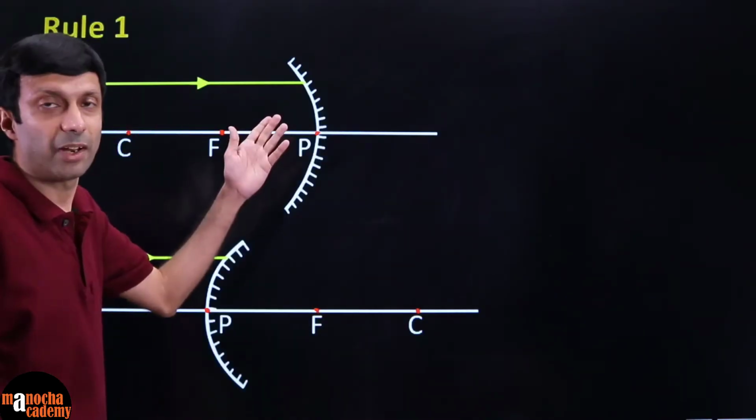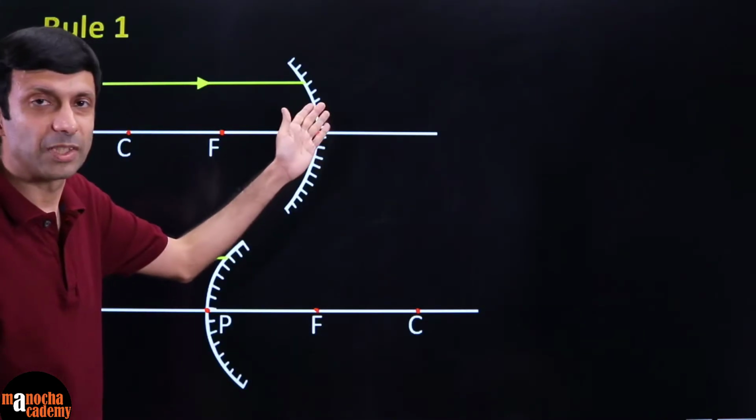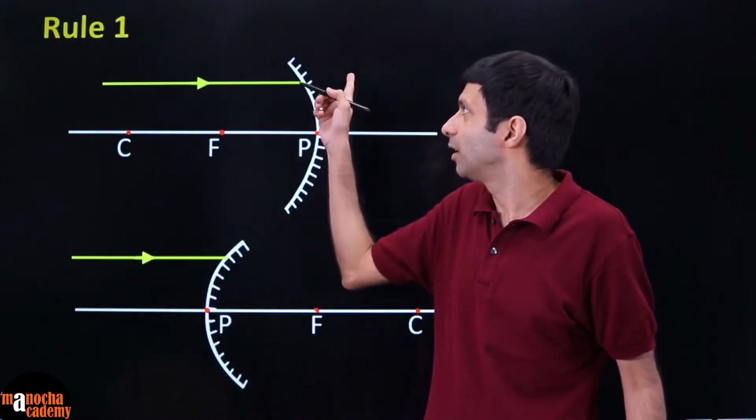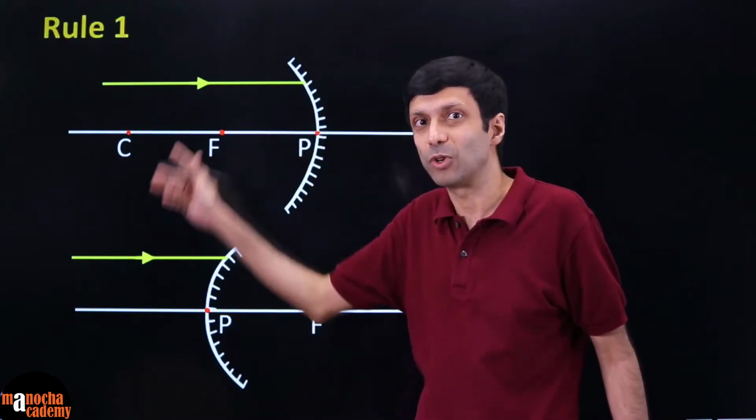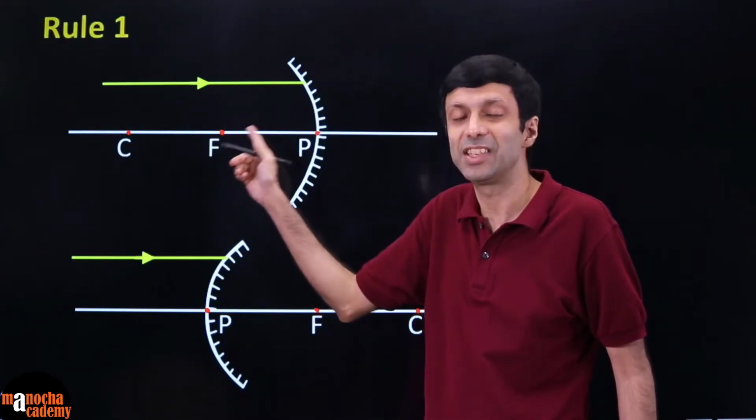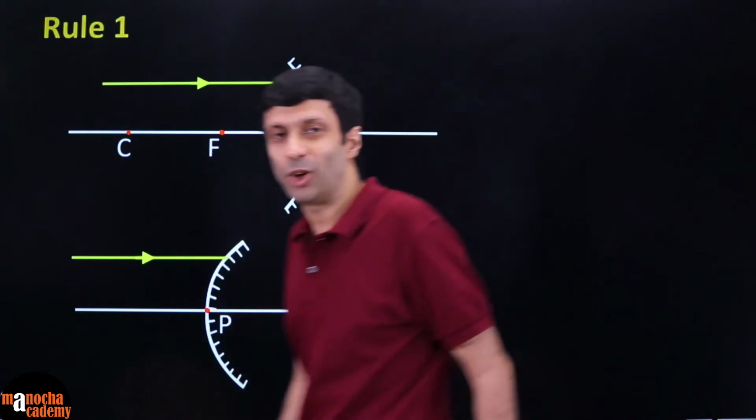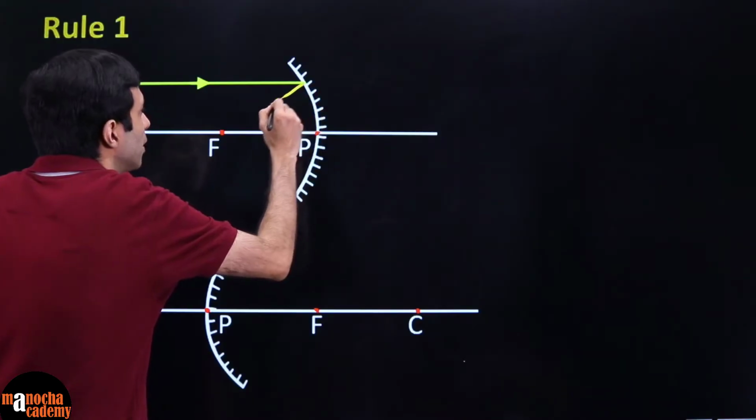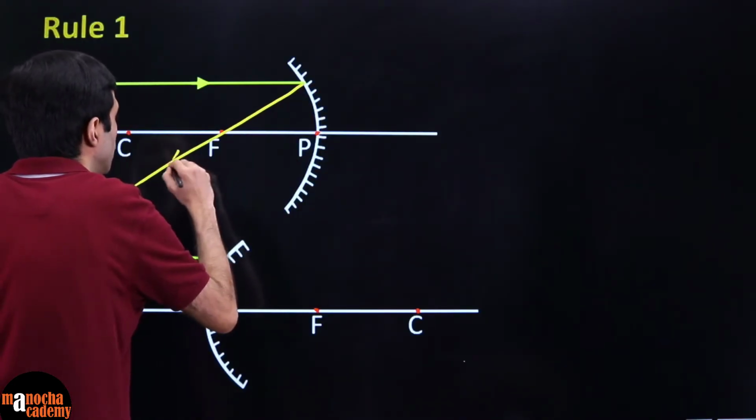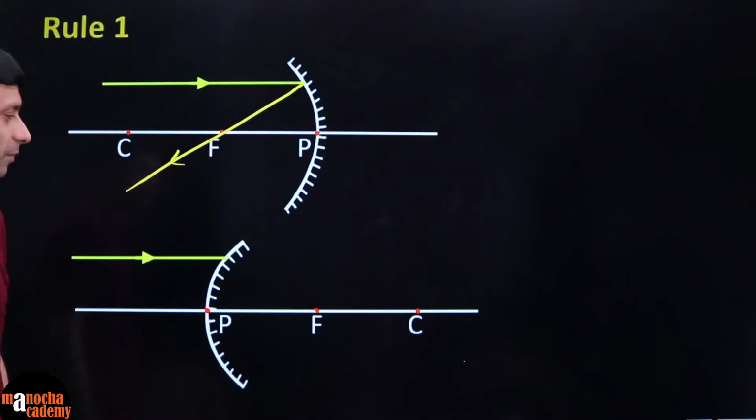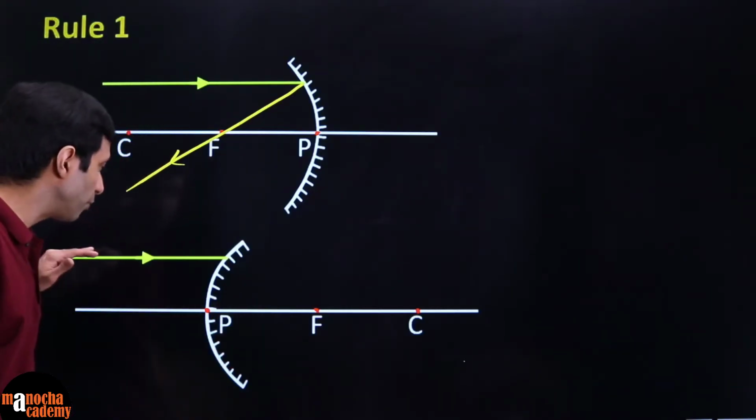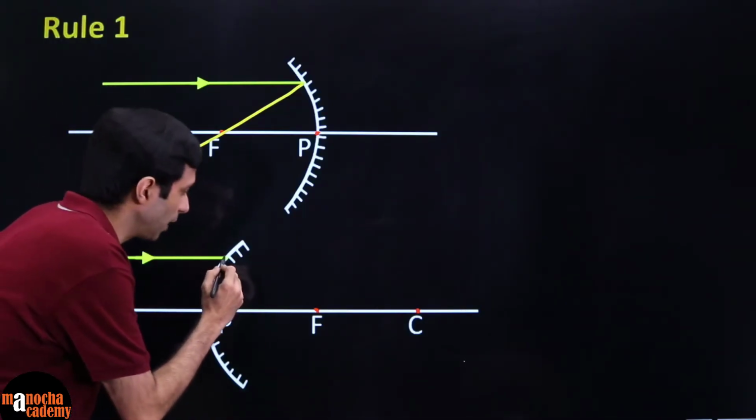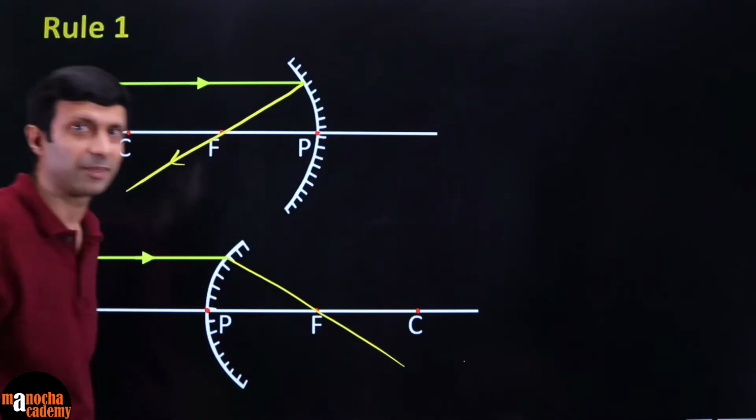So now where does this ray go? If the ray is drawn parallel to the principal axis, rule 1 says that after reflection for a concave mirror, it is going to pass through the focus, because this mirror converges the light rays through the focus. So please draw that right now. The ray of light parallel to the principal axis after reflection passes through the focus of the concave mirror. Now in a convex mirror, what will happen? The ray of light which is parallel to the principal axis after reflection, will it go like this, passing through the focus? Is this correct?